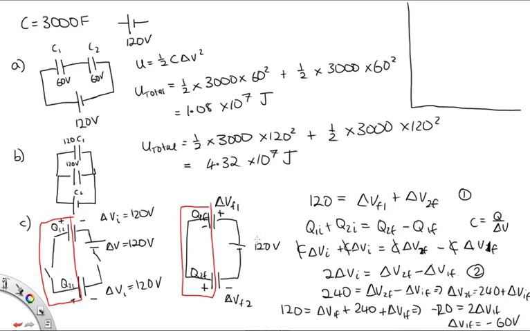Okay, let's just make a little bit more room because we don't want to lose this yet. So now we've got the final voltage across capacitor 1, they have to add to give 120, so that tells us that the final voltage across the second capacitor has to be 180 volts.